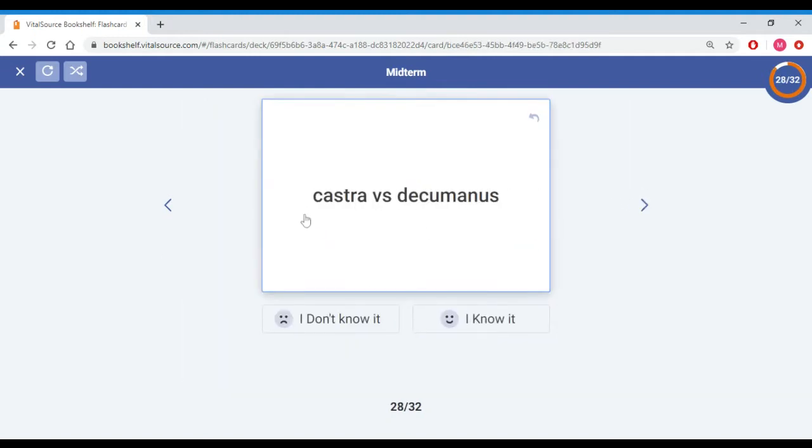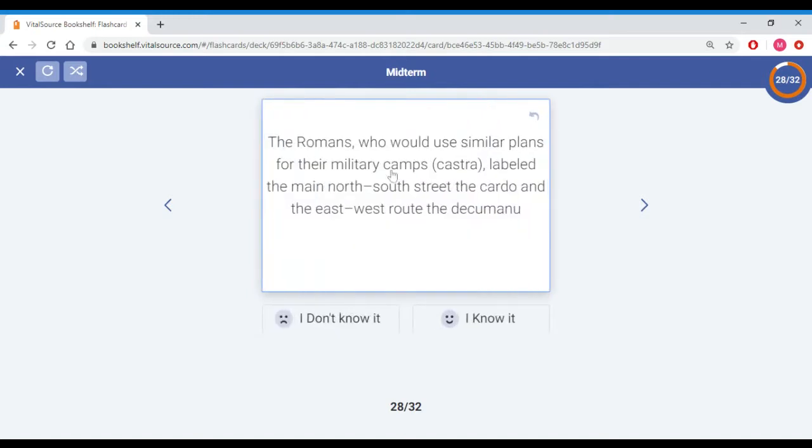Castra versus decumanus. We talked about this. That is in the plan. So for castra, does it go north and south, or east to west? The Romans used military camps, castra, and they had the main north-south street, the Cardo, and the east-west road, the Decumanus. So remember these two, Cardo and Decumanus. Cardo, C, was more about commerce, so more stores, and D was about important features.